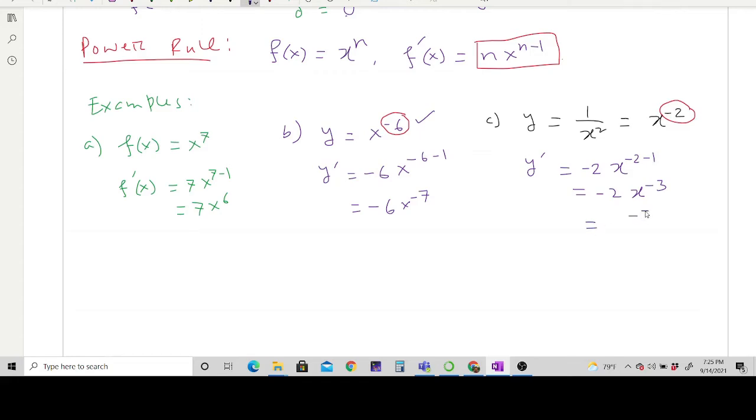Again, you can bring the x with exponent negative 3 down here, so it's going to be x to the 3. So you change the sign when you bring it down.